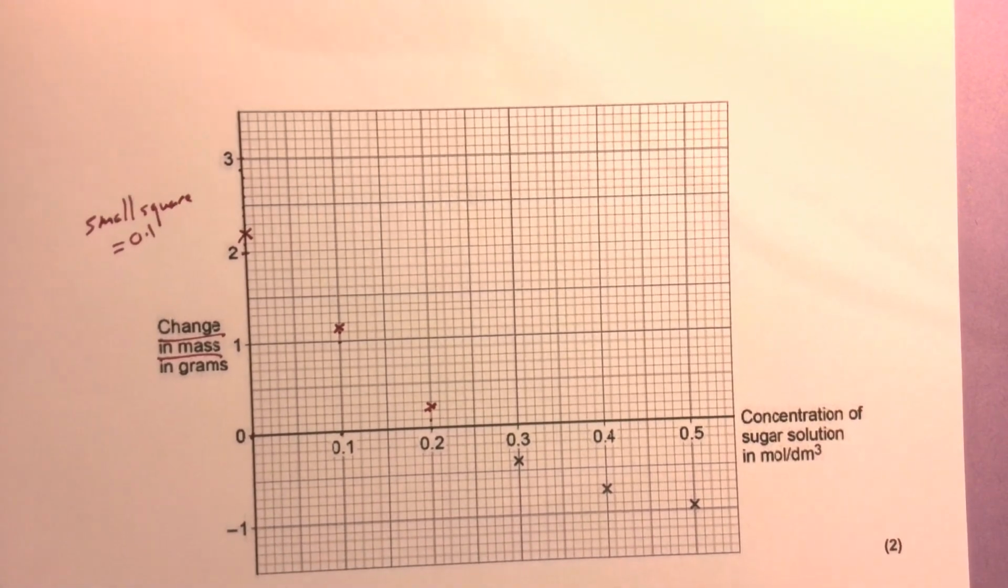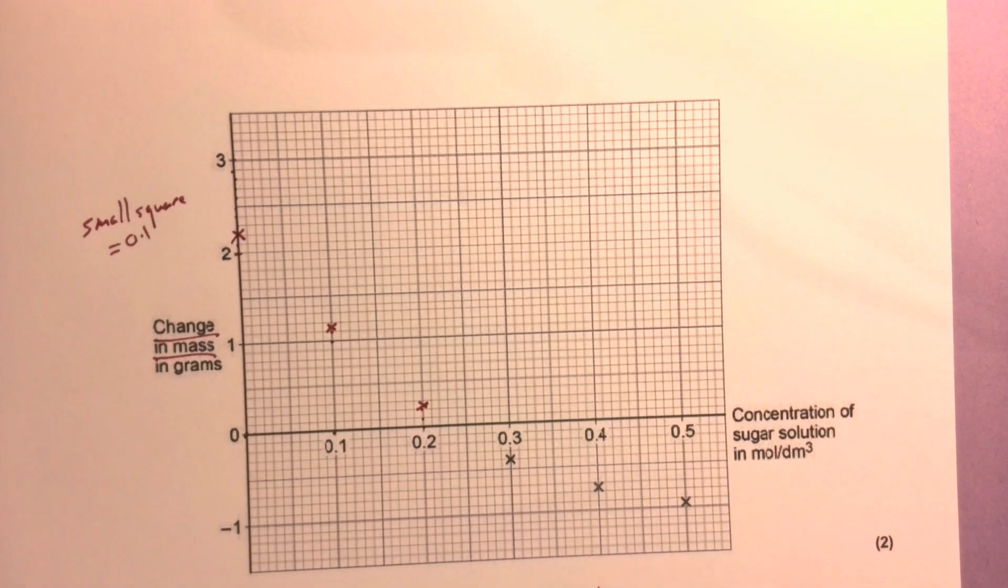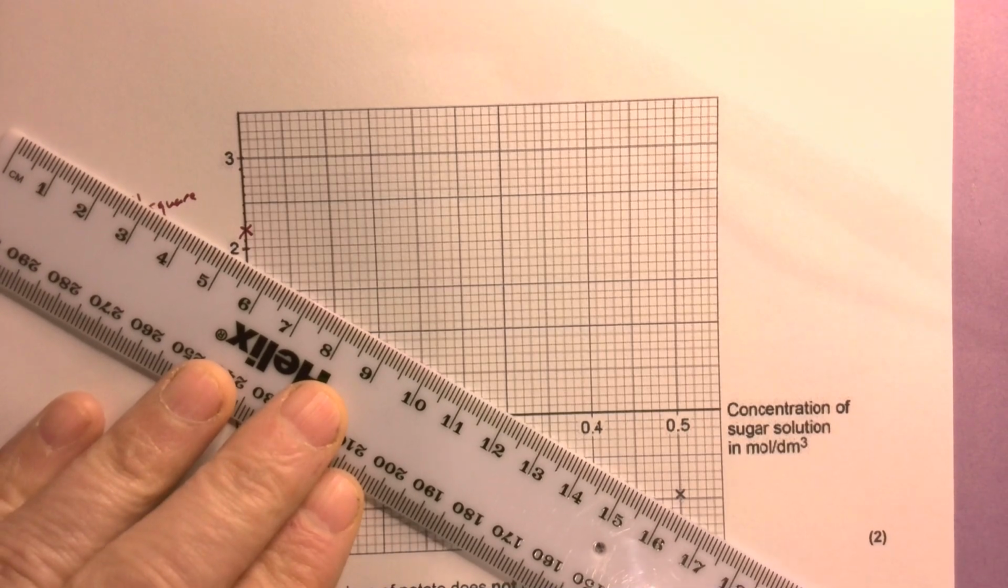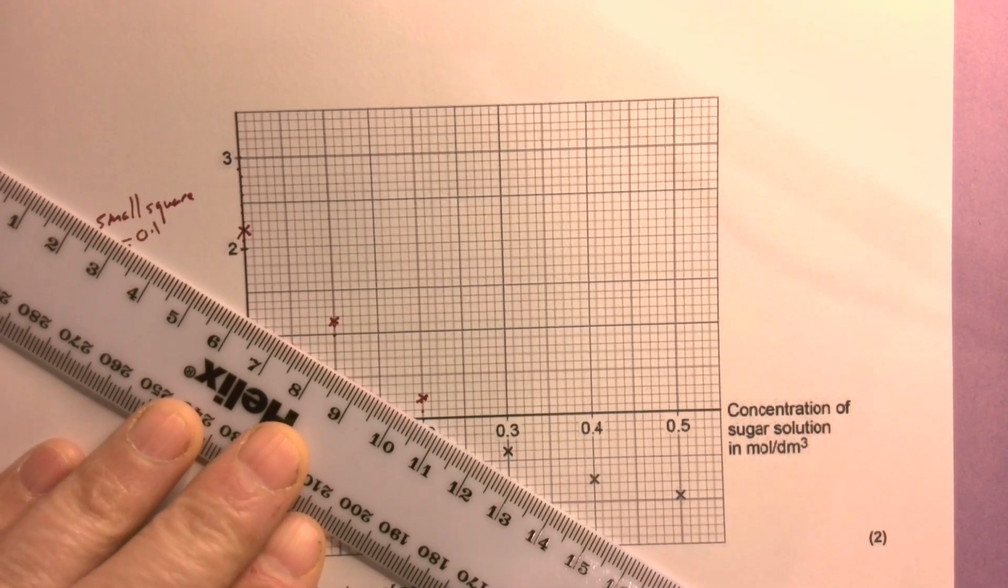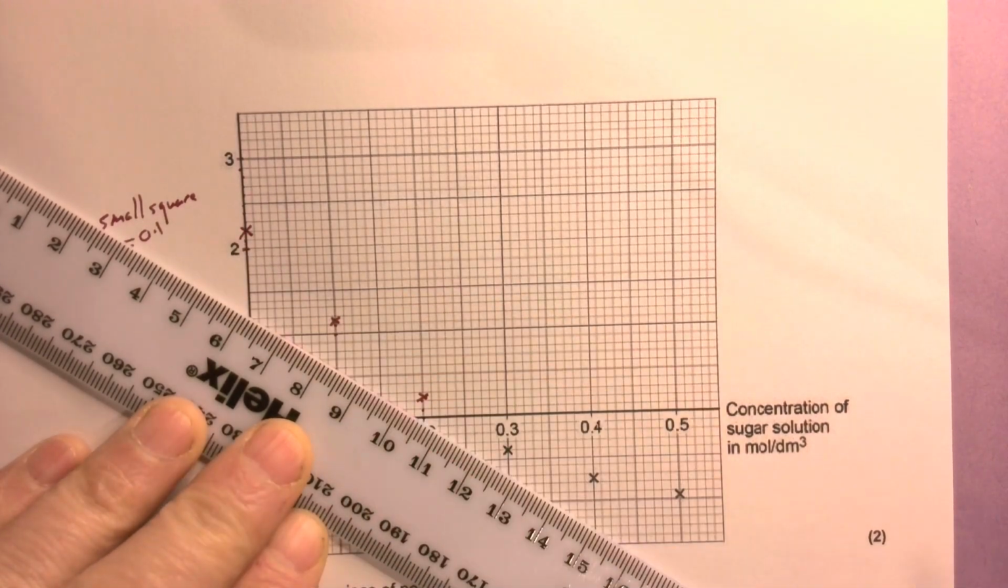Now I need to do a line of best fit. And I can see here clearly that if I just use my ruler, it's not a straight line. So I don't try and force a straight line. It doesn't look like a straight line. I've got points, it's obviously a curve.